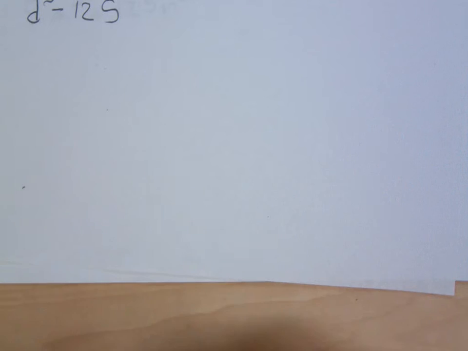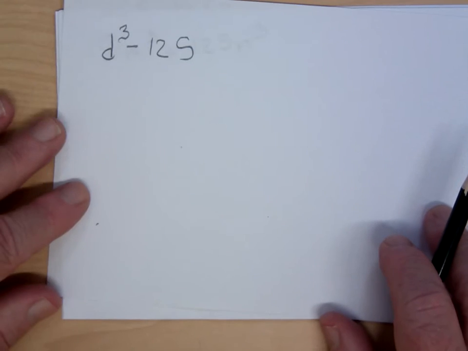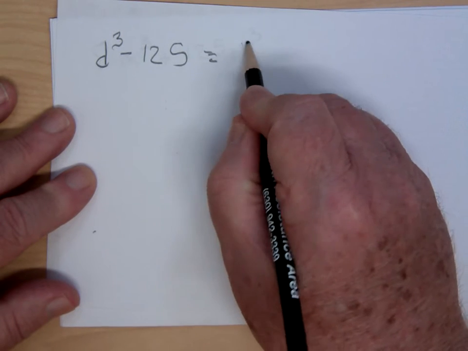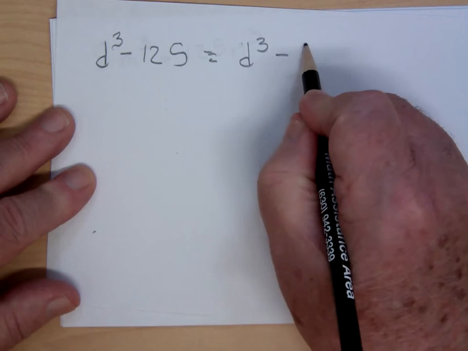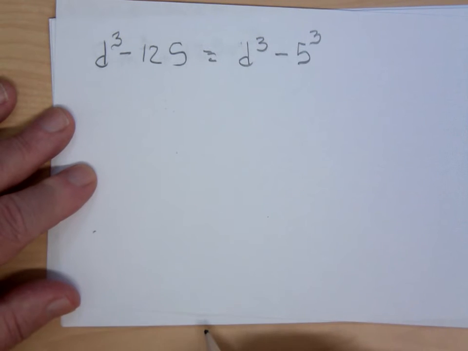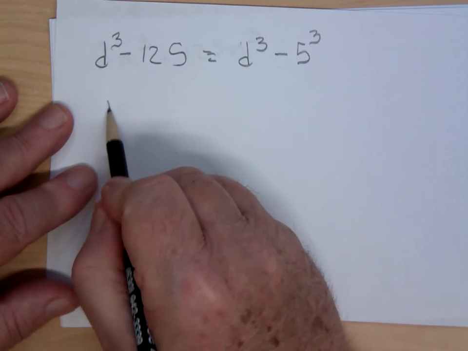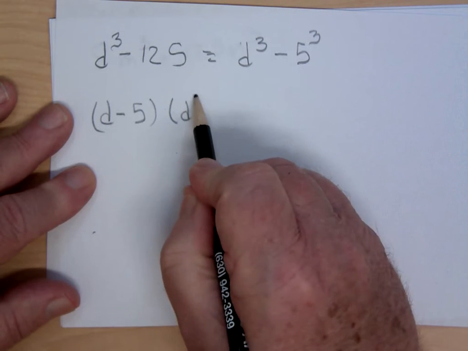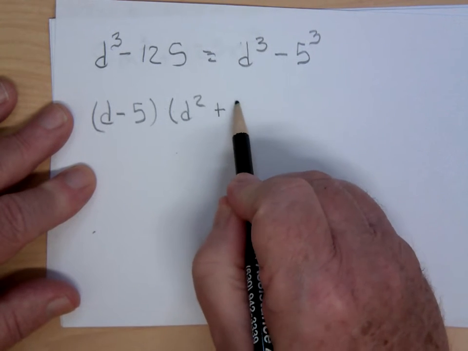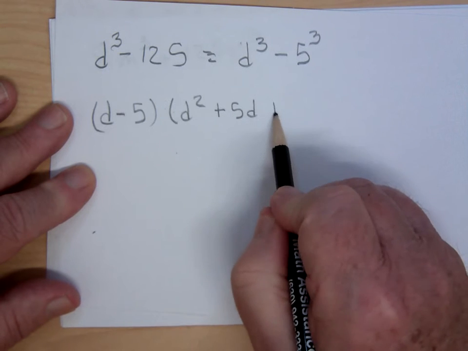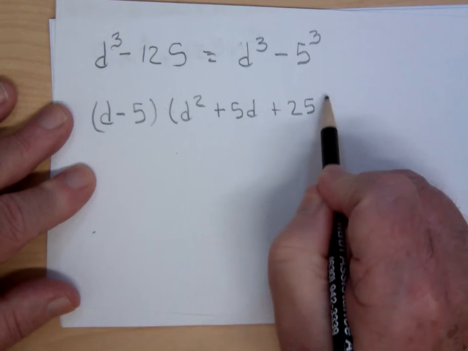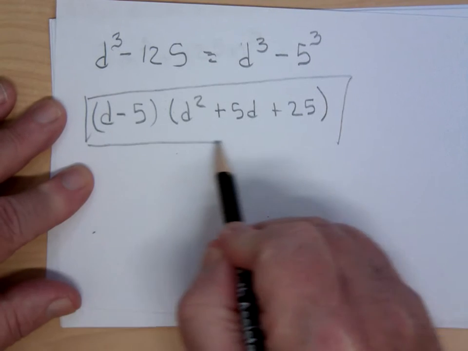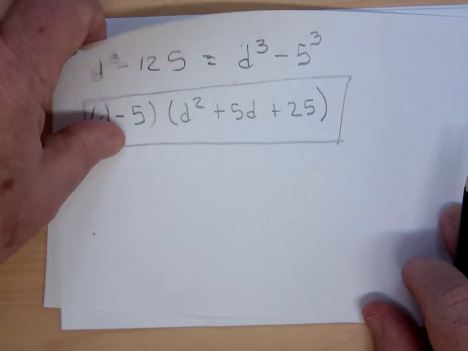Let's move to another example. Here is a difference of perfect cubes, but in order to get there, one must realize that this is d cubed minus 5 cubed. And then this will factor into d minus 5 times d squared, and now this is going to be plus 5d, and then it is plus 25, because that's 5 squared. So this would be the answer to factoring that one.